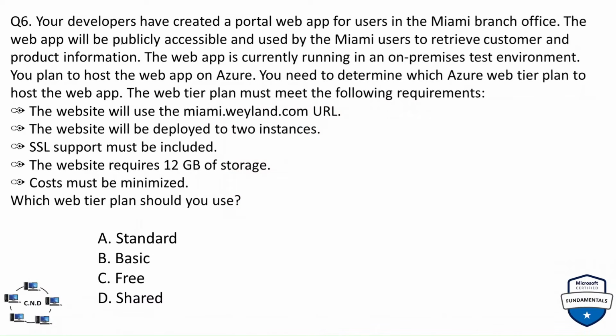Again, we have another question: your developers have created a portal web app for users in the Miami branch office. The web application will be publicly accessible and used by Miami users to retrieve customer and product information.